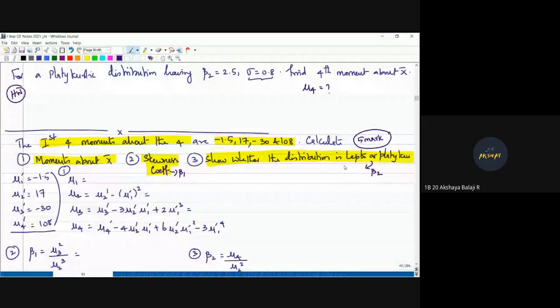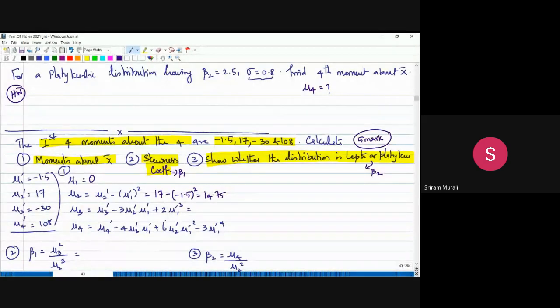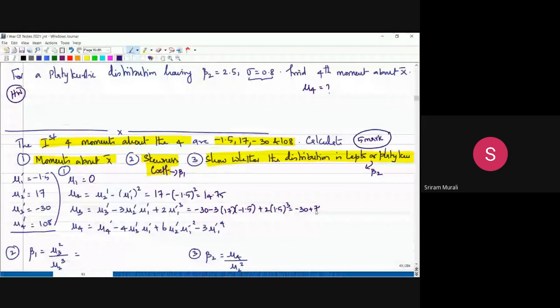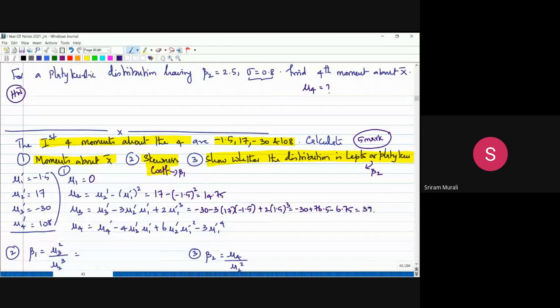Okay, sir. Always mu1 is 0. Moment about the mean is always 0. What is the second one? Mu2 is 17 minus mu1 dash, minus 1.5 square, which is equal to 14.75. For mu3, it is minus 30 minus 3 into 17 into minus 1.5 plus 2 into 1.5 cube, which is equal to minus 30 plus 76.5 minus 6.75, which is 39.75.